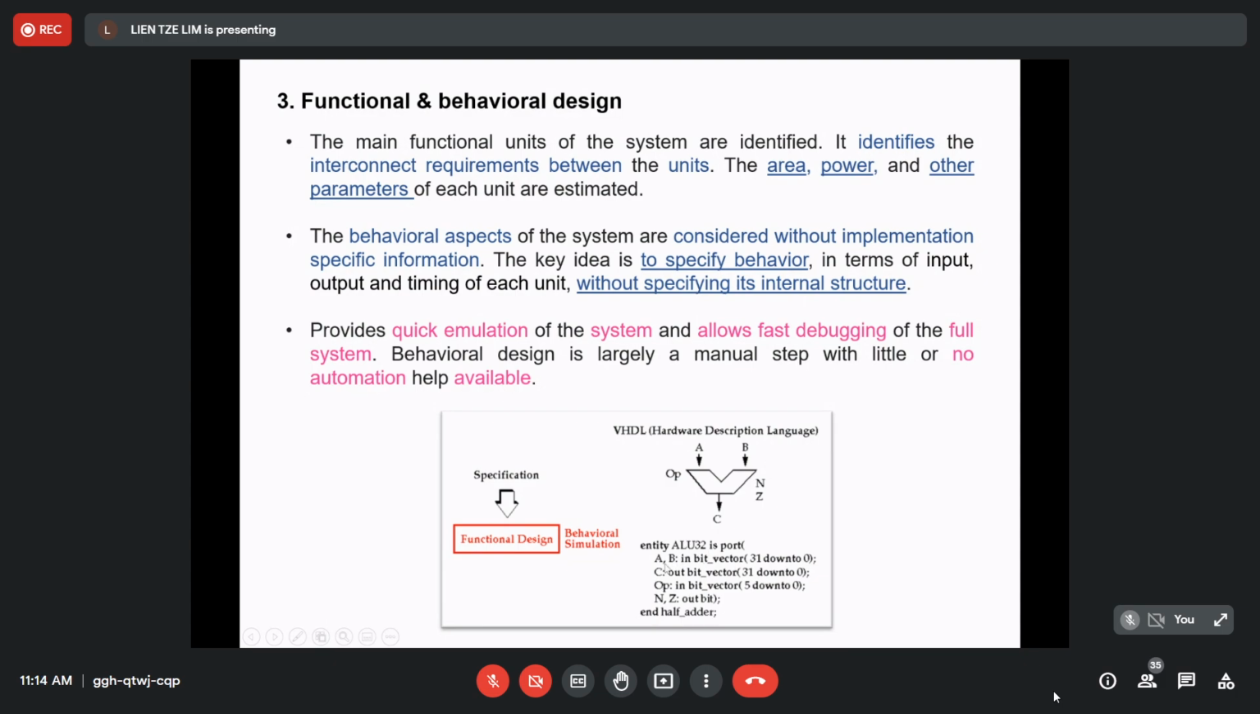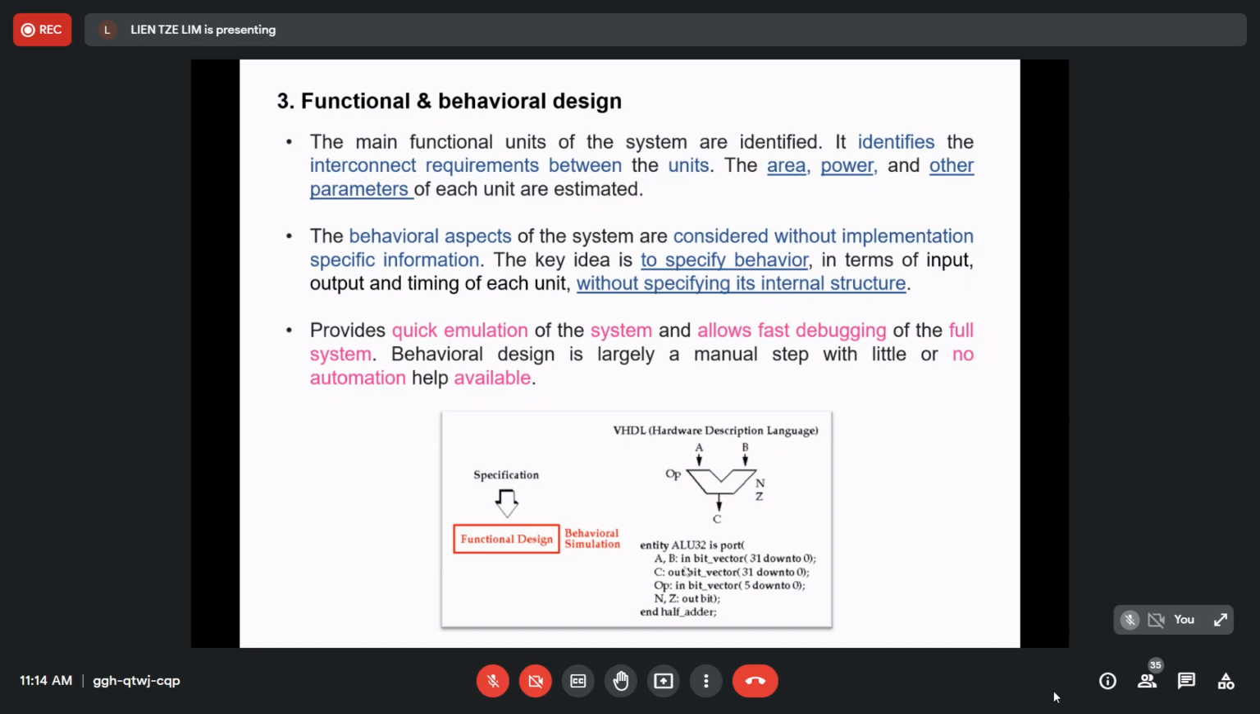This is the description. Okay, the behavioral description that uses VHDL, a hardware description language, to describe the circuit.